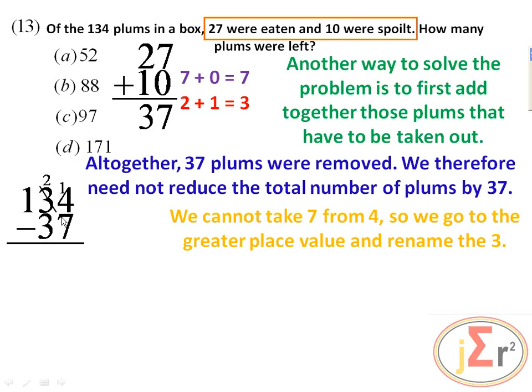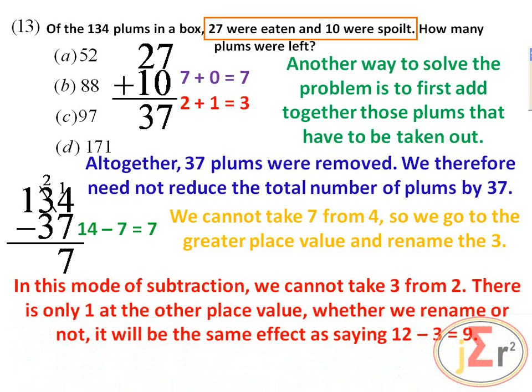And we really intend to write 14, but because of the space that we have occupied by the other digits, we will just put this one in a very reduced size. But it is 14. 14 minus 7 is 7. And what do we intend to do? We intend to take 3 from 2. We cannot do that in this mode of subtraction. So we will go to this 1 and rename it. If we rename this 1, we will have 12 right here.